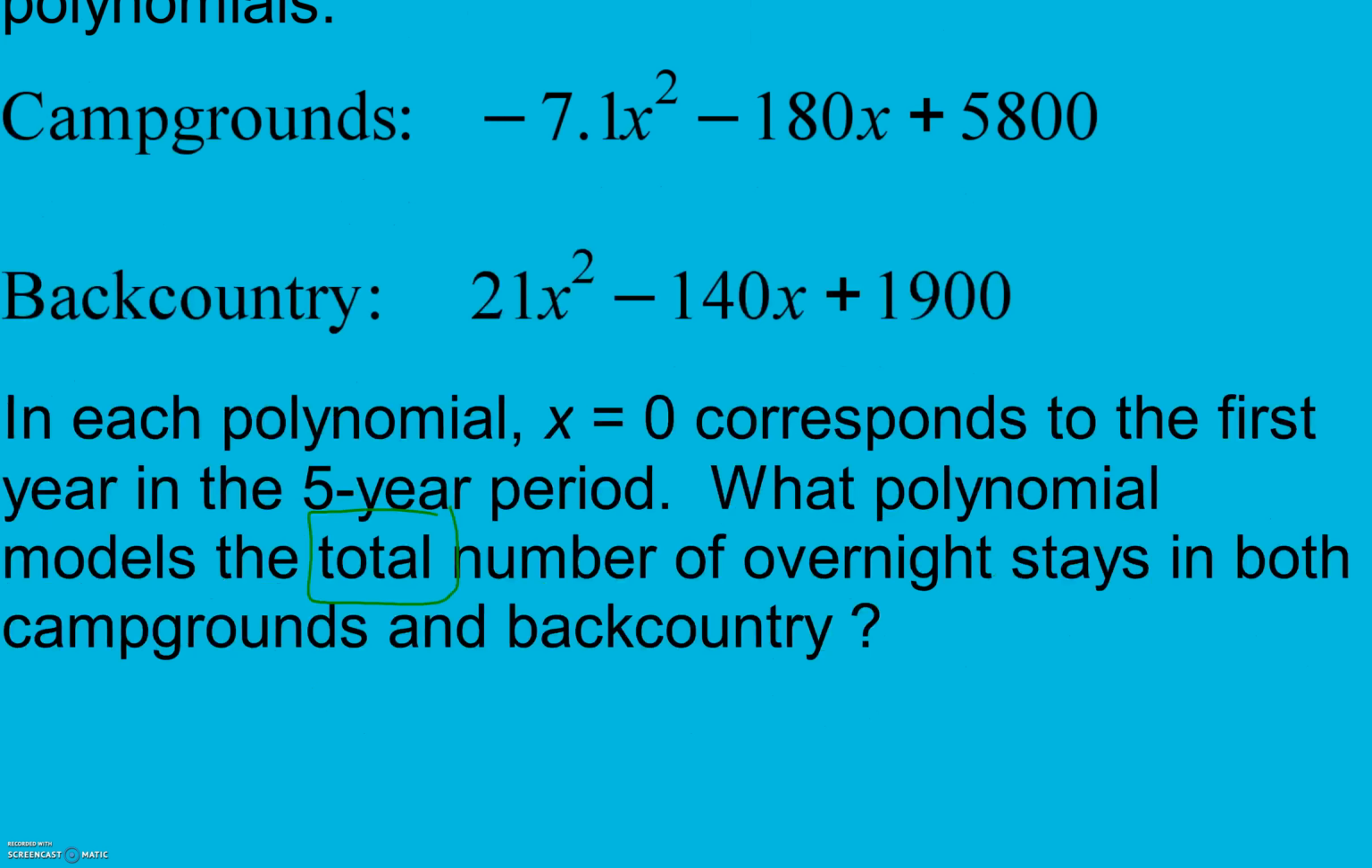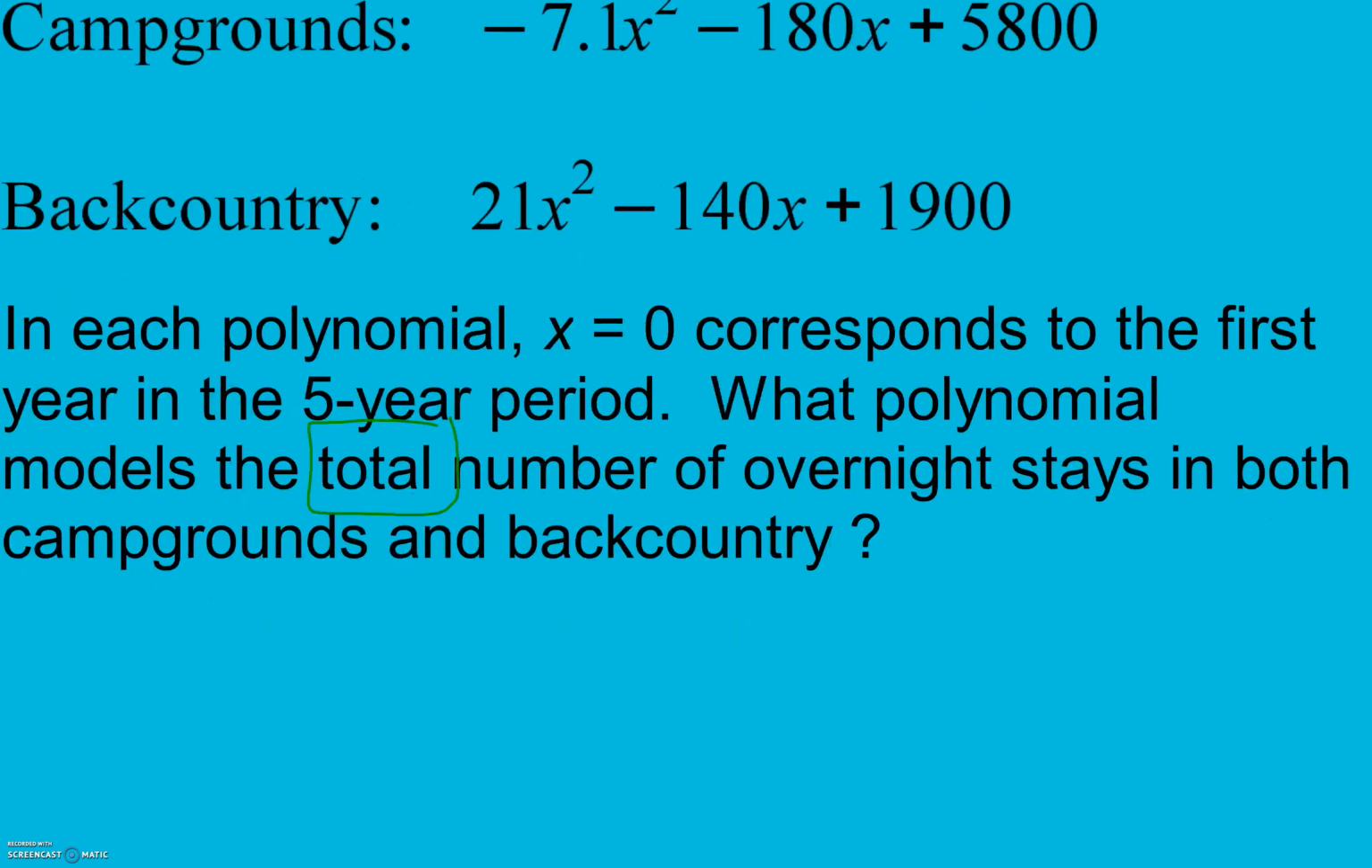And when we add polynomials, there's a couple different ways that we can do it here. So the first way I'm going to show you is by using columns. So here I look at my degrees. I have degree 2, 1, 0, degree 2, 1, 0. So I make a column for each degree I have. I have degree 2, I have degree 1, I have degree 0.